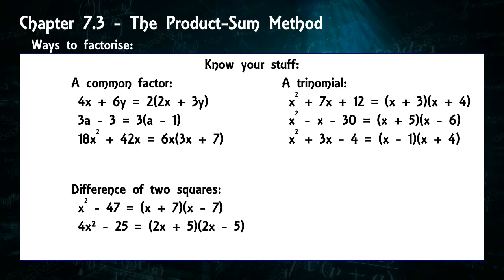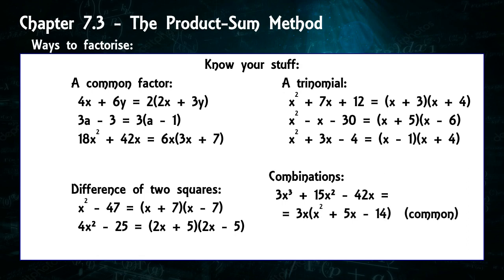For example, 3x to the power of 3 plus 15x to the power of 2 minus 42x. As every term contains the factor 3x, we take that out of the brackets. We now have the line 3x, x squared plus 5x minus 14. The inside can be factorized by using the product sum method. We end up with 3x, x minus 2, x plus 7. So be sure to look closely at what you have to do to completely factorize an expression.